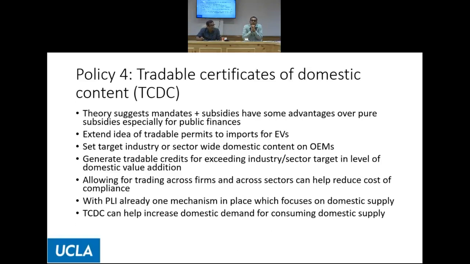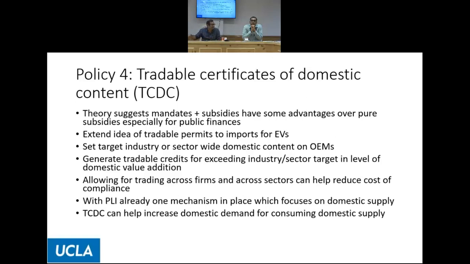So this is what I call tradable certificates of domestic content. It can be based on kilowatt hours. It can be based on value addition. You can index it to... I don't think per vehicle makes sense. You can make this tradable across sectors.